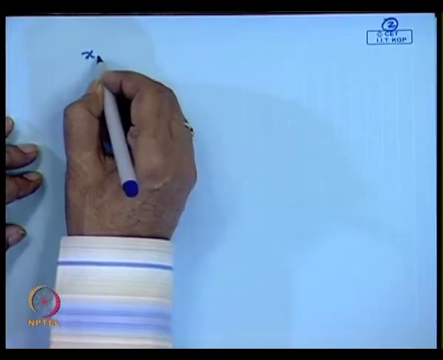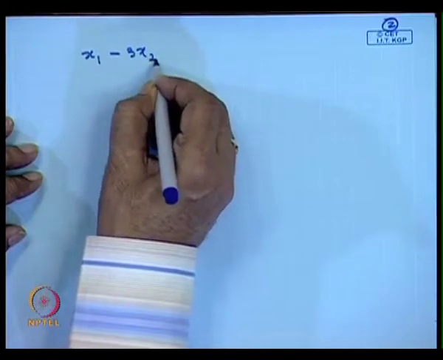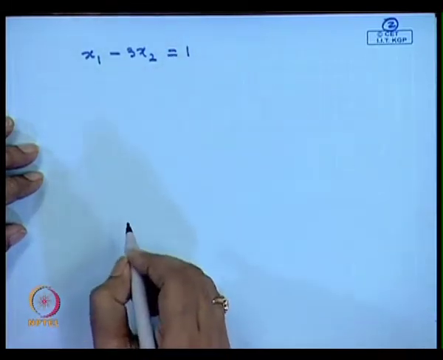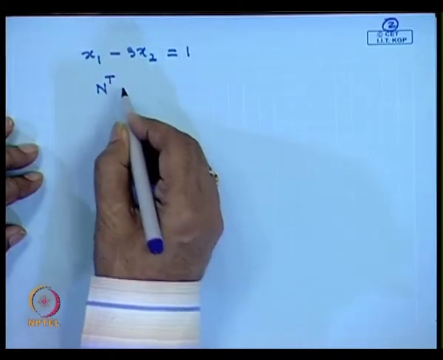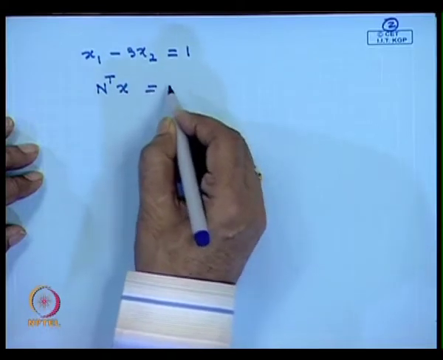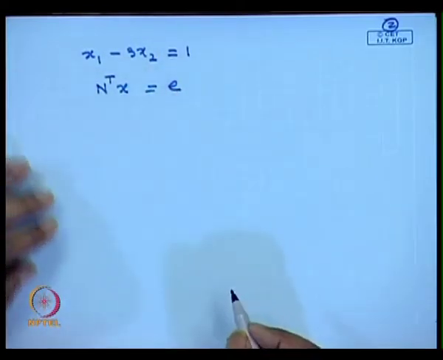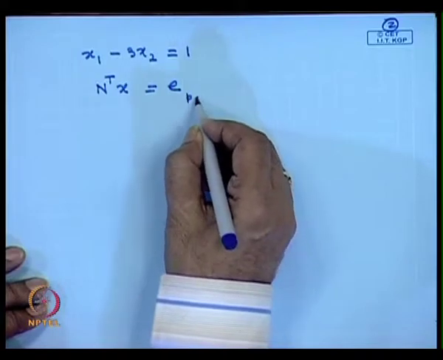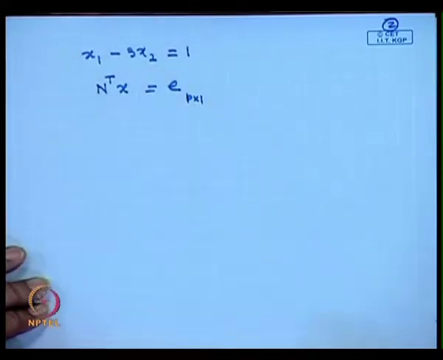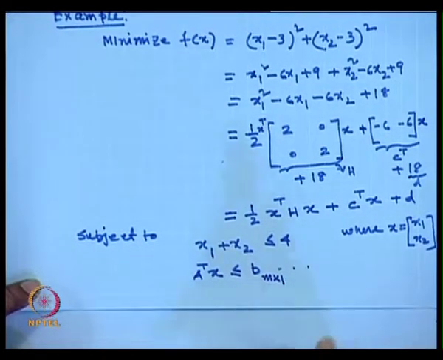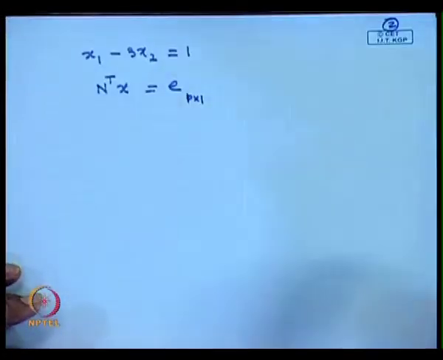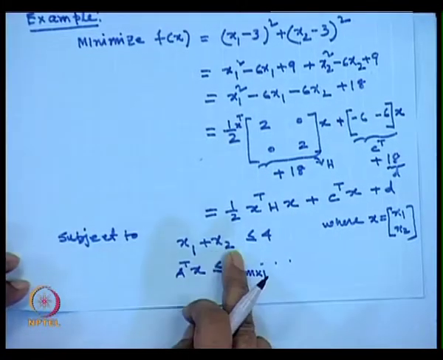Now, if you have equality constraints, let us call it x 1 minus 3 x 2 is equal to 1. We represent the equality constraints by n transpose x is equal to e. Okay. And if you consider p equality constraints, the inequality constraint vector is m cross 1.